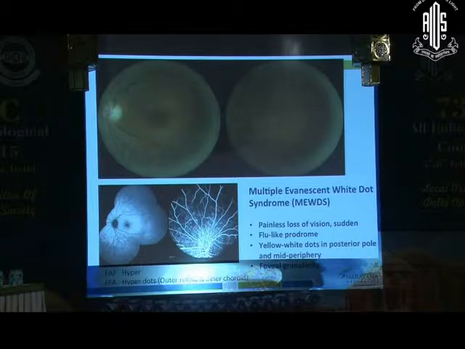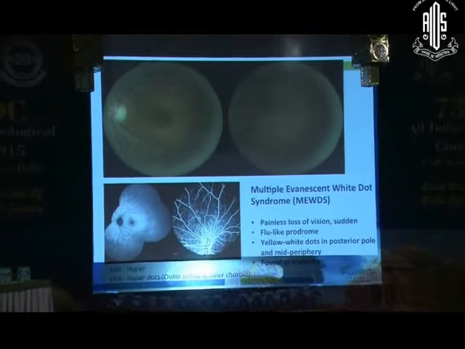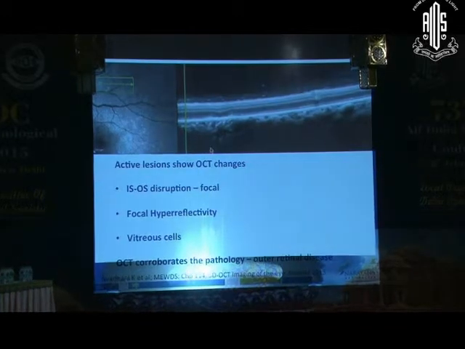This, on the other hand, is a slightly more outer retina appearance. So this is the multiple evanescent white dot syndrome, or MEWDS. And you see in FAF and FFA, they have classical appearances. But let's see what happens on OCT.